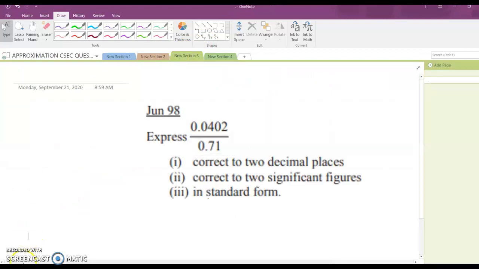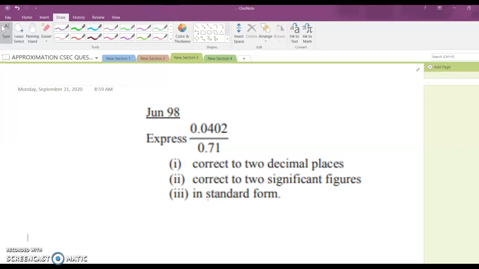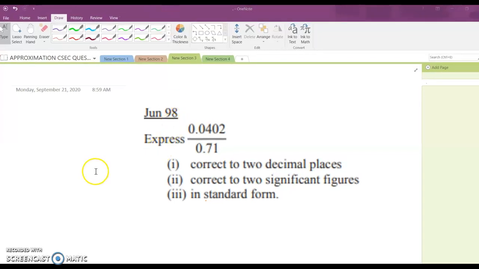So now, here we have, this is June 1998, right?